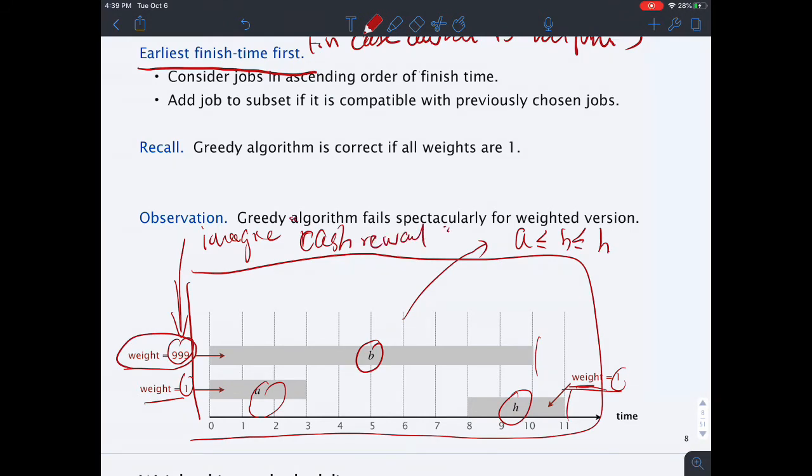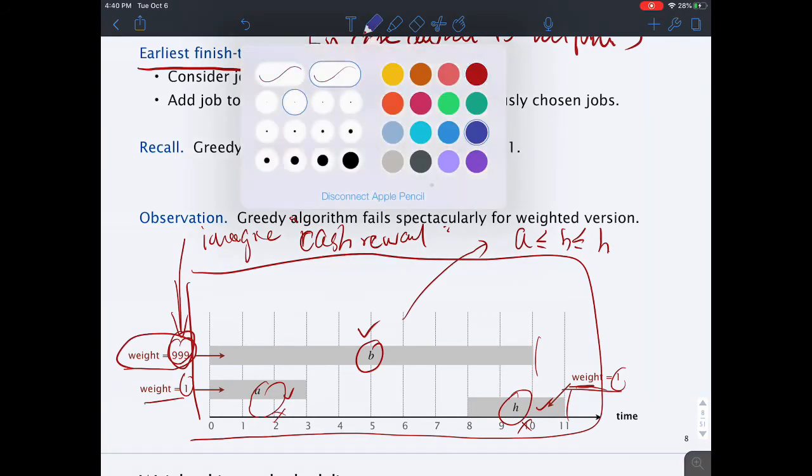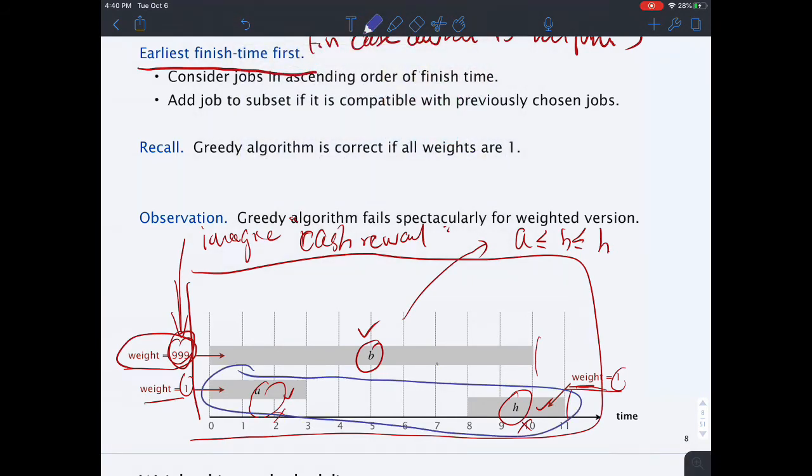That basically just means that if I manage to execute B without executing any other things, my cash reward will be $999. But if I only execute A or only execute H, I'm going to get $1 each. So even if I managed to execute both A and H, I'm only going to get $2. So that's an example. In case I'm executing A and H, the number of jobs I execute is maximized, but that's not necessarily true for the maximized profit.